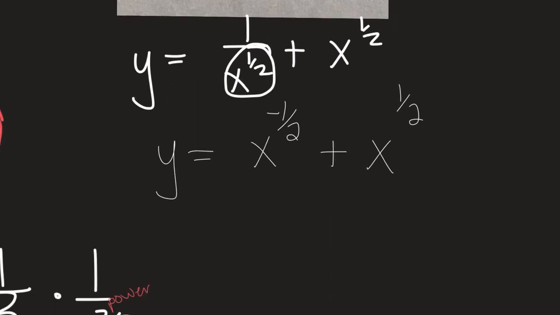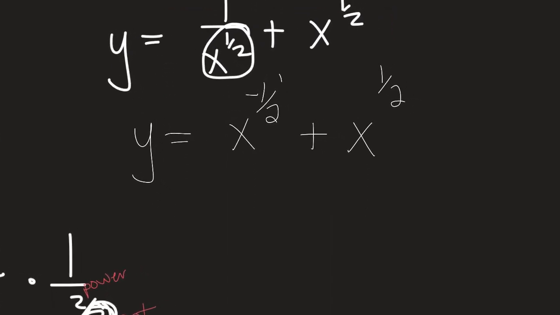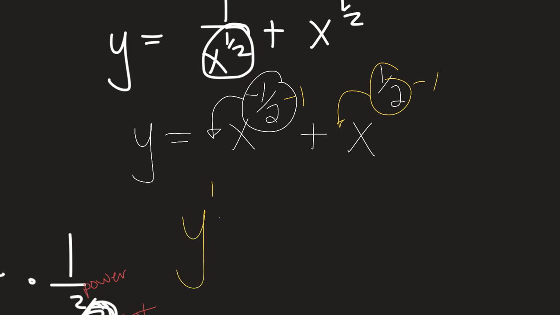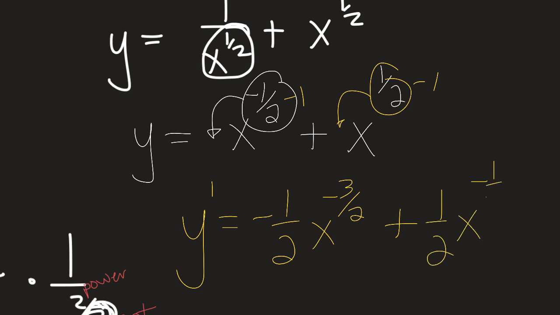Okay, and I do this so that I can make a nice power and we can bring it to the front. So this negative 1/2 comes to the front, and we subtract 1, same thing here, and we subtract 1. So y prime is negative 1/2 x to the negative 3/2 plus our 1/2 x to the negative 1/2.